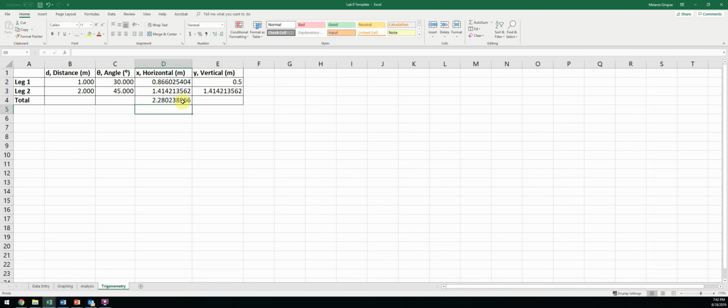All right, and there we go. And then we're going to be doing the same thing for y. So you'll notice up here, now we have E2 and E3 added together. That gives us y total.